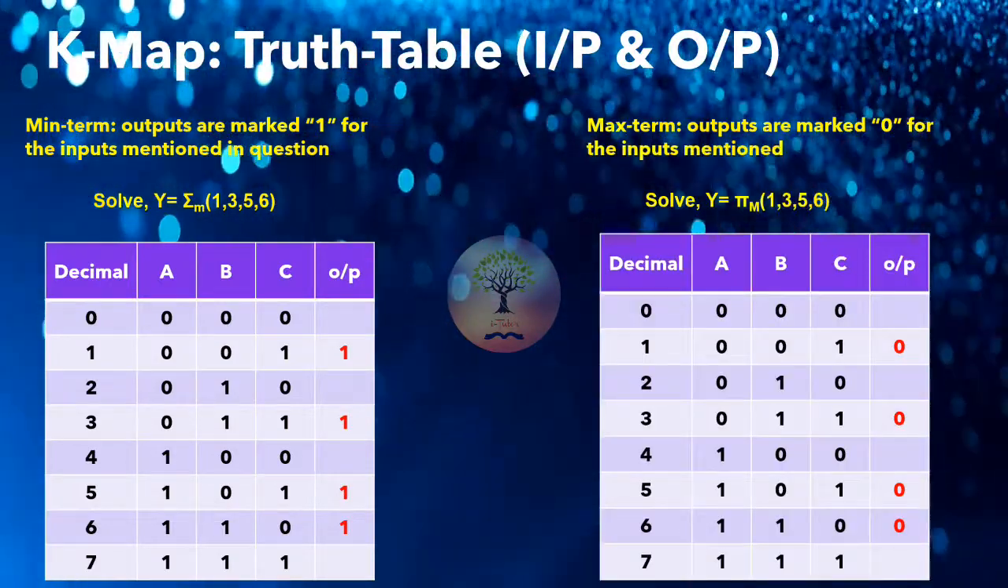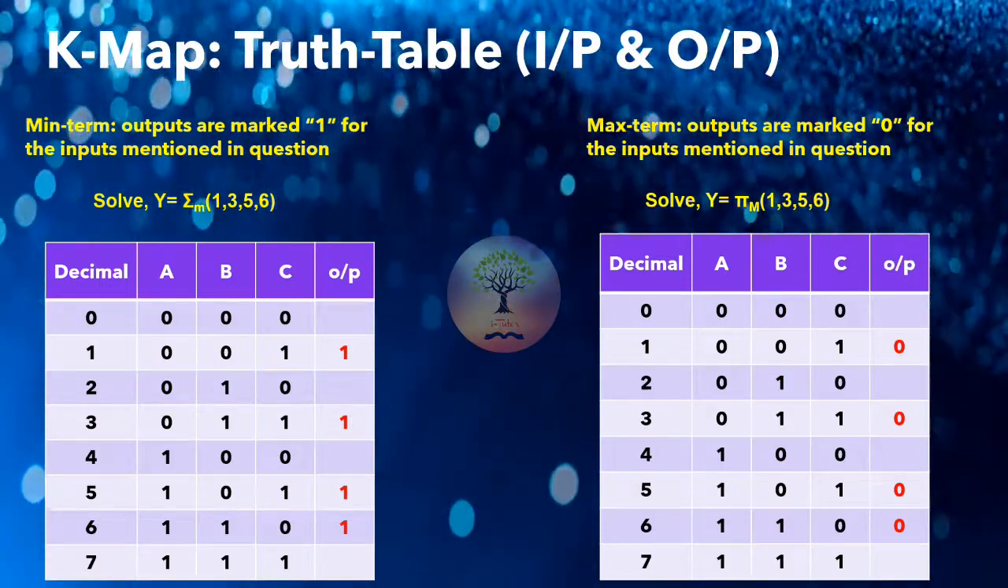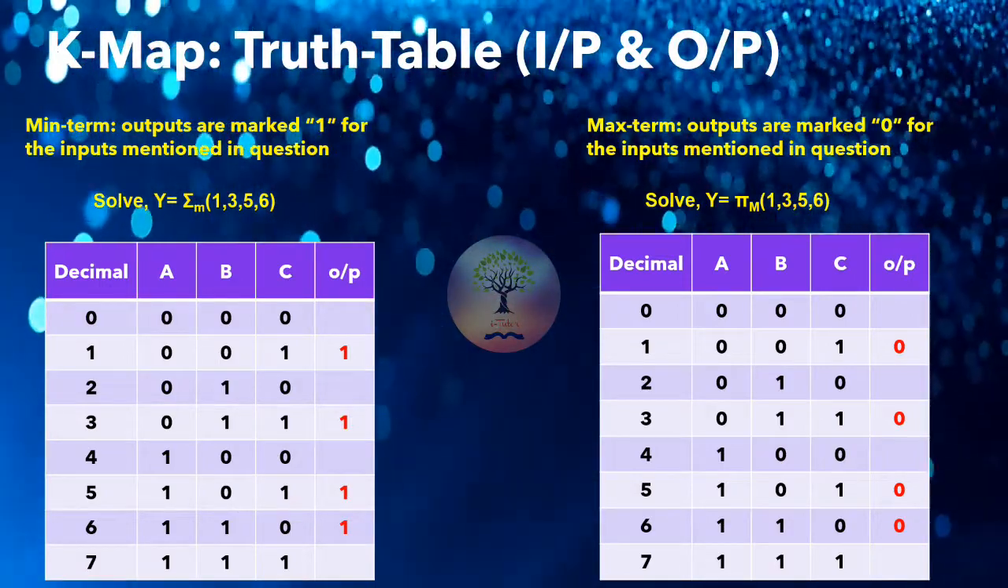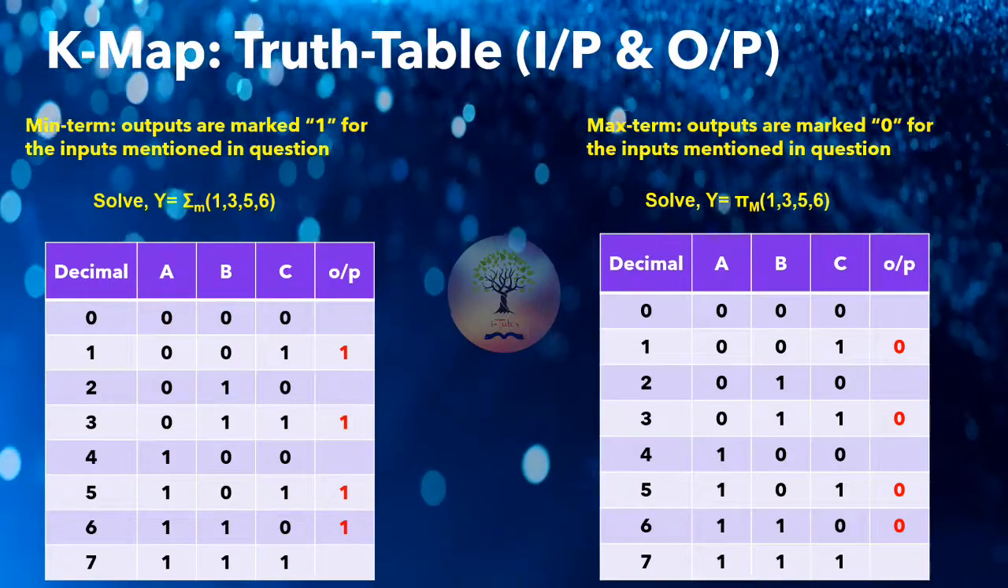Min term, outputs are marked 1 for the inputs mentioned in the question. Max term, outputs are marked 0 for the inputs mentioned in the question.